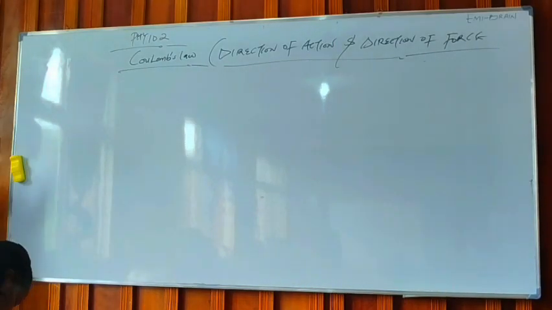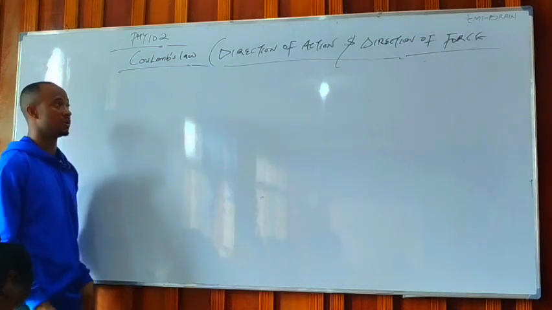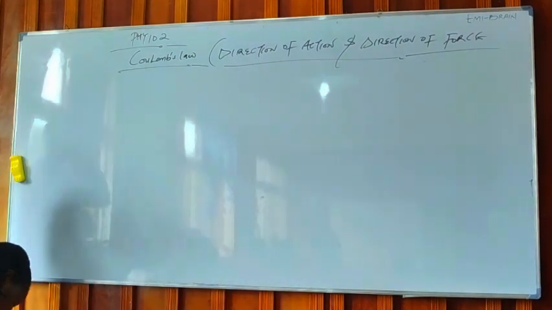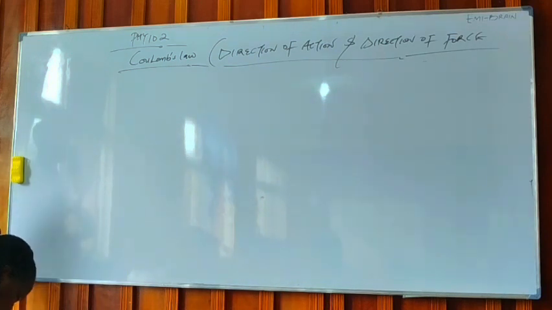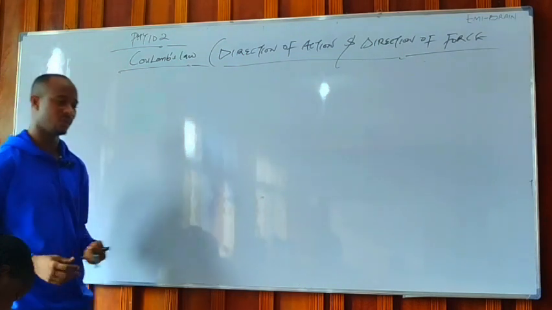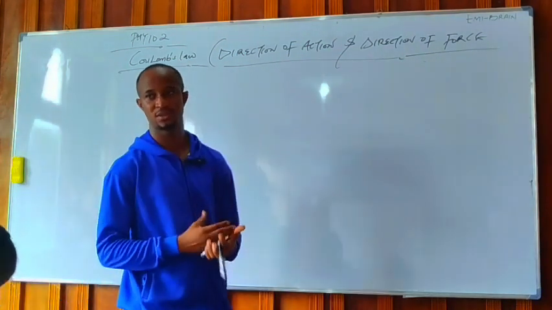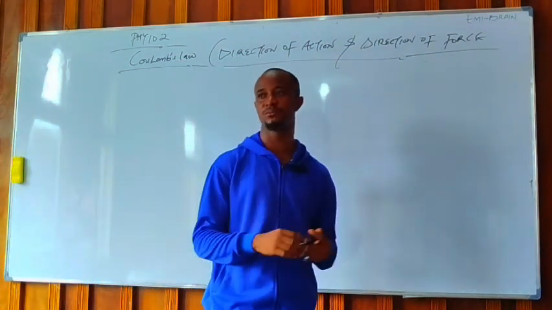The other aspect of Coulomb's law. Let's look at the other aspect. We have what is called direction of action and direction of force. Are you following me? Sometimes you will need to employ vectors to solve Coulomb's law.